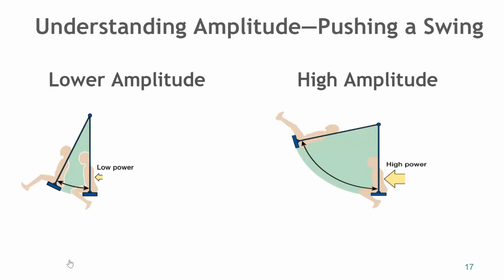Okay, so amplitude is like pushing a swing. Lower amplitude, you're barely moving back and forth. And then high amplitude, you're swinging really high and then all the way back and then really high, okay? It's on a micro level, so you're not going to be able to see the tip moving like that, but understand that as you turn the amplitude up, that tip is moving a lot further back and forth.